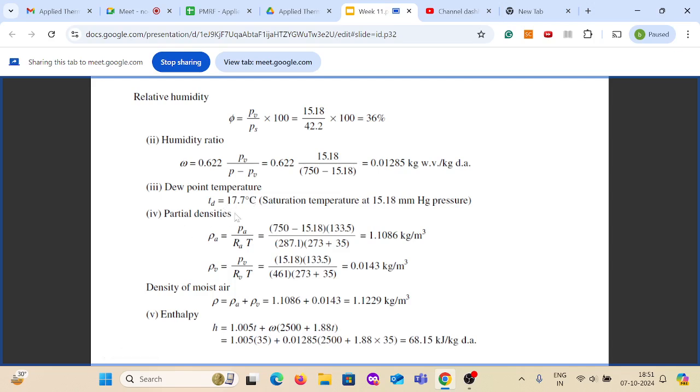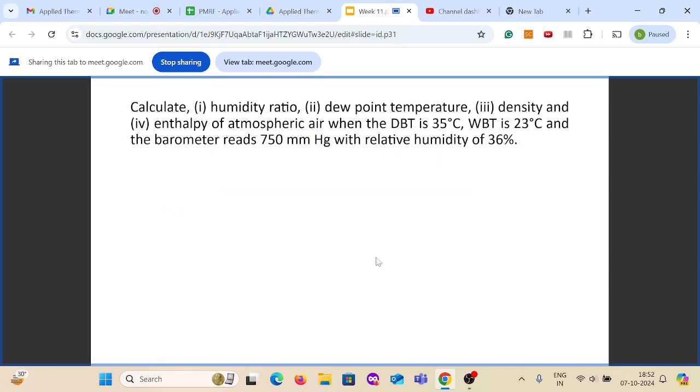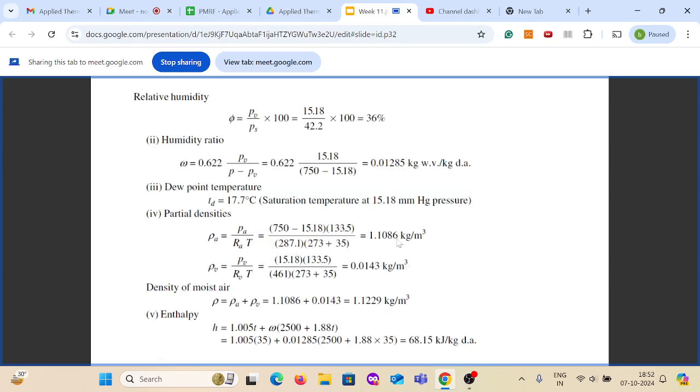So the partial densities of the mixture are rho A is PA by RA T, and rho V is PV by RV T. So the corresponding densities we get are 1.1086 kg per meter cube and 0.014 kg per meter cube.